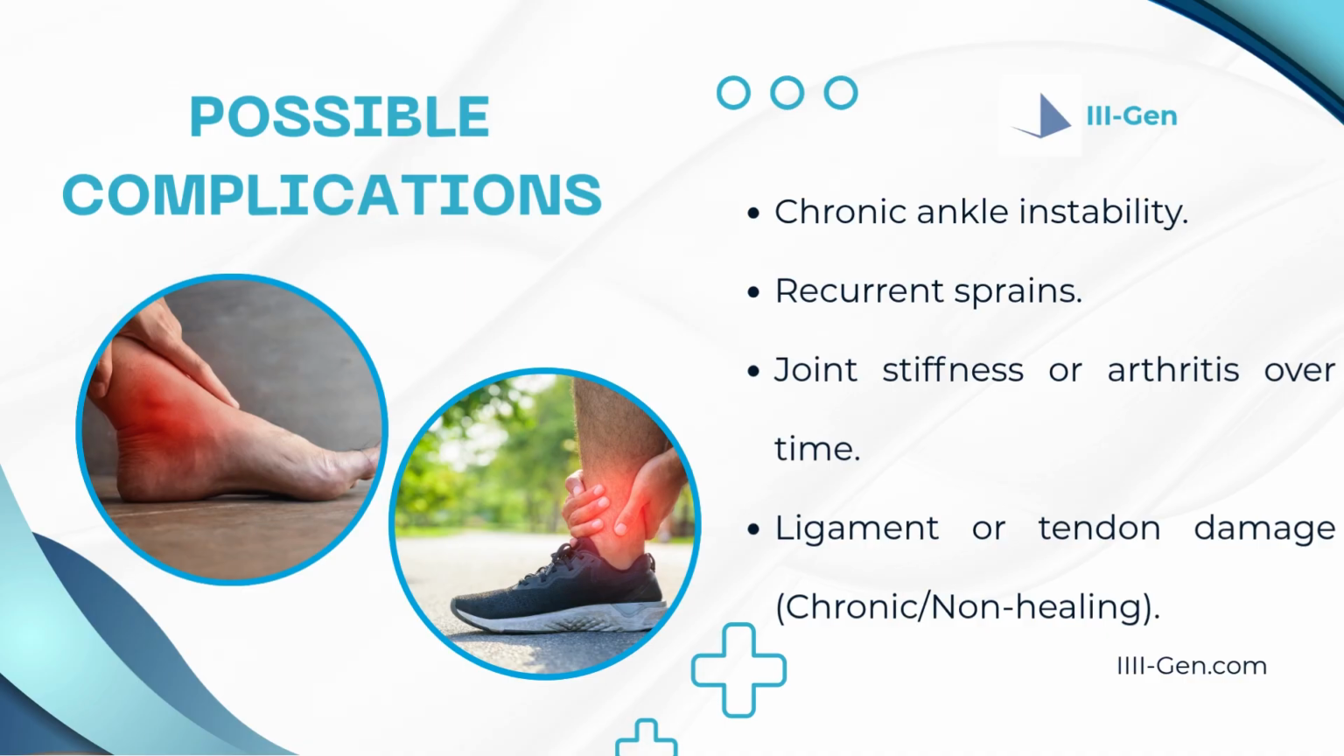Now, in addition to this, if you have multiple ankle sprains, you can get to the point where you have joint stiffness or arthritis that develops there just due to the chronic inflammation of the area and injury to the area, and then ligament tendon damage, which is basically chronic non-healing ligaments and tendons in your ankles, and that is when you get to a point where you sprain your ankle so many times that your ligaments themselves are really not in good health in order for them to recover.